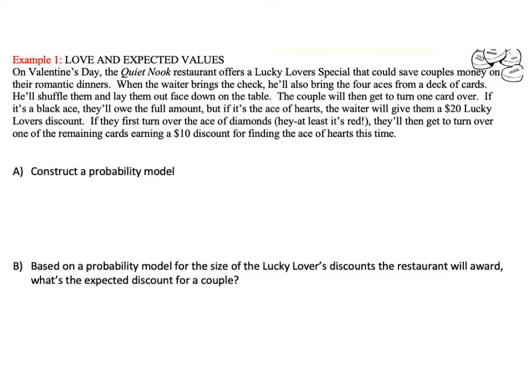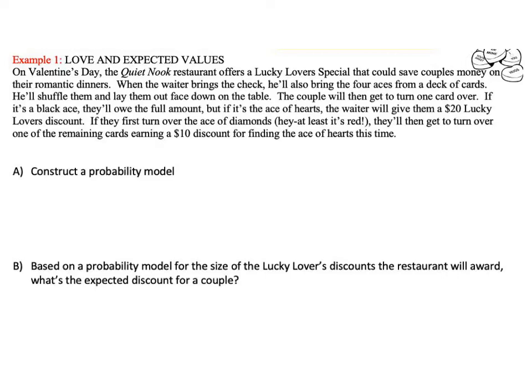If it's a black ace, they owe the full amount. But if it's the ace of hearts, the waiter will give them a $20 Lucky Lovers discount. If they first turn over the ace of diamonds, hey, at least it's red, they'll get to turn over one of the remaining cards, earning a $10 discount for finding the ace of hearts this time.